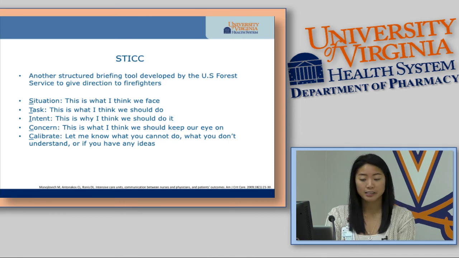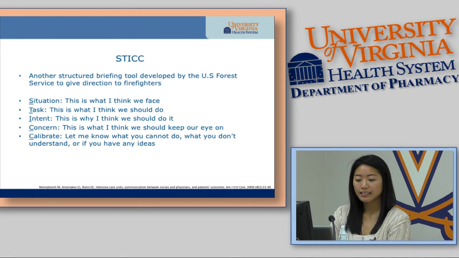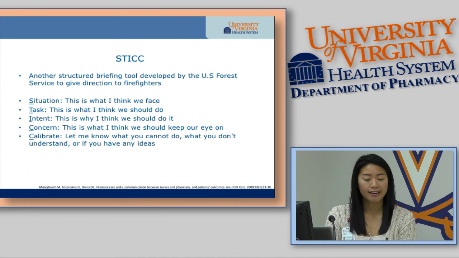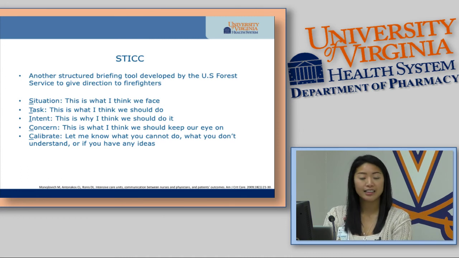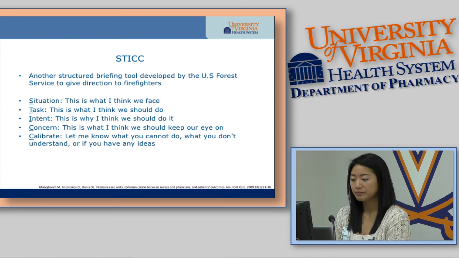So S still stands for situation. This is what I think we face. T is for task. This is what I think we should do. I is for intent. This is why I think we should do it. C is for concern. This is what I think we should keep our eye on. And the last C is for calibrate. Let me know what you cannot do, what you don't understand, or if you have any ideas.